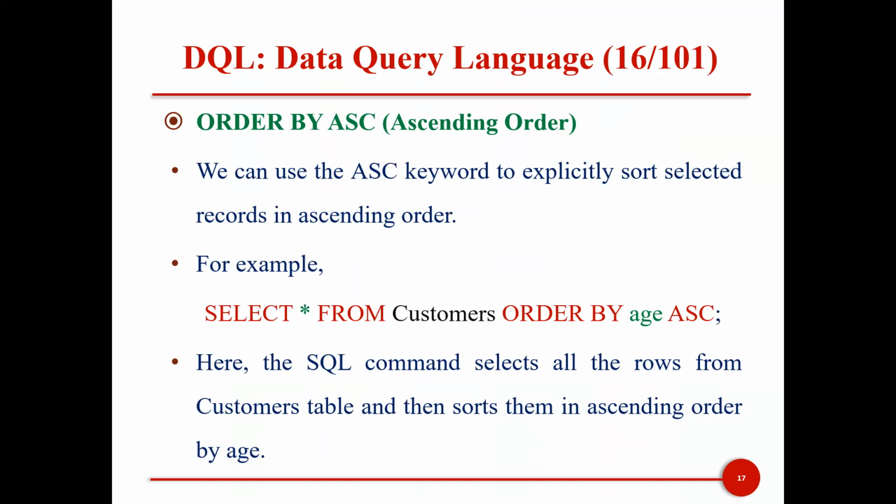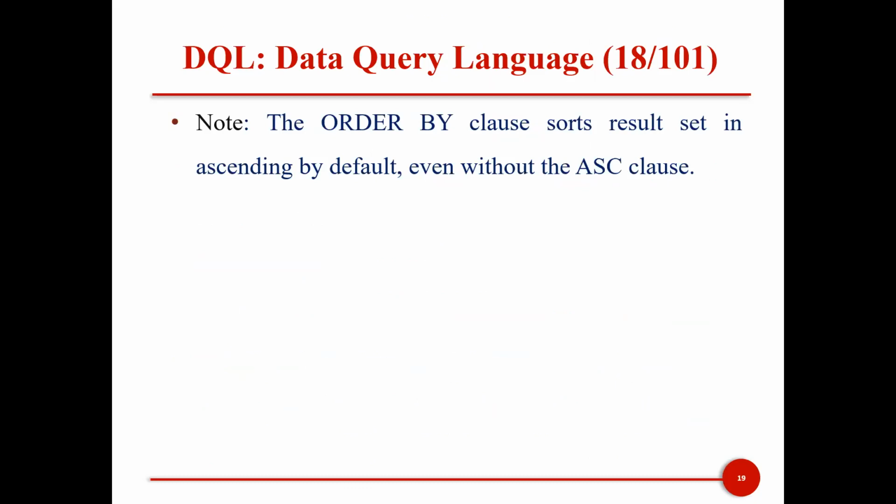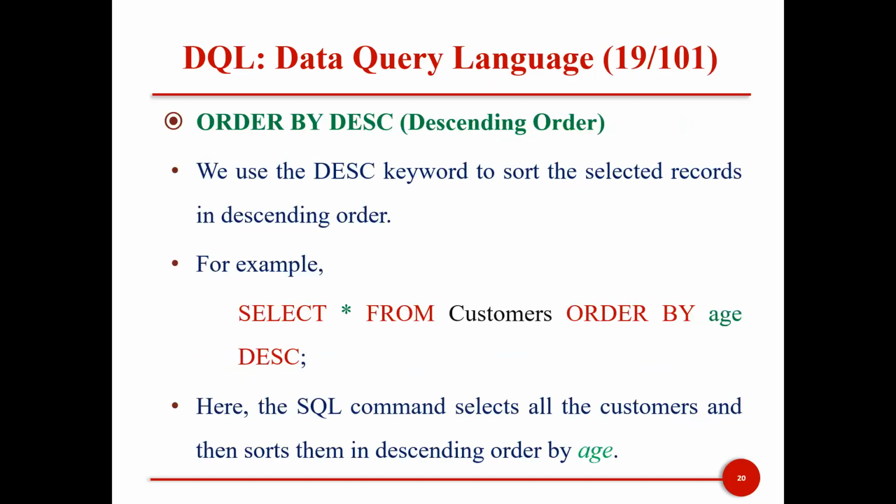Or we can also use the ASC keyword to explicitly sort selected records in ascending order. Maybe select all from customers, then order by age in ascending order, ASC. By default, it is ascending, in alphabetical order. Then, order by in the descending order, that is the DESC. We use that command DESC also to see the details in tables that we have created. Like the other time I said that you also use DESC if you want to sort in the descending order.